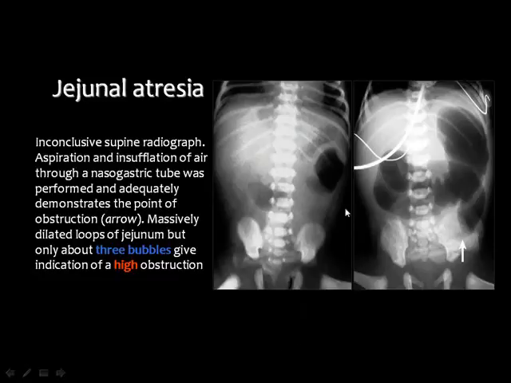And this is another example where the supine film did not give conclusive results. Then aspiration of the fluids and the injection of air through a nasogastric tube delineated the stomach and the duodenal loop as well as part of the jejunal loop, and the air stopped here, indicating this segment, which is the site of atresia.